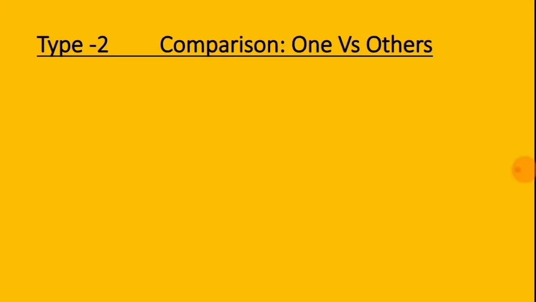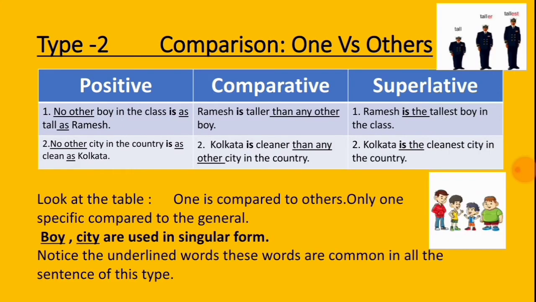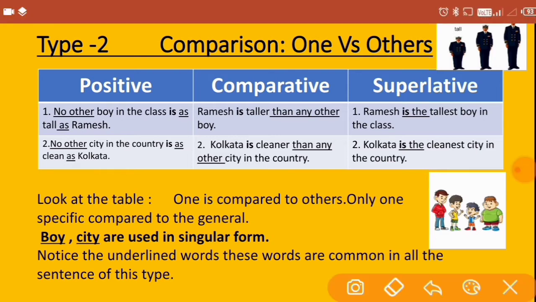Next, type 2, comparison one versus others. Look at the examples, especially the underlined words. Here, one is compared to others. Only one specific is compared to others in general. You must notice that boy, city are used here in singular form, and the underlined words are common in all sentences of this type.